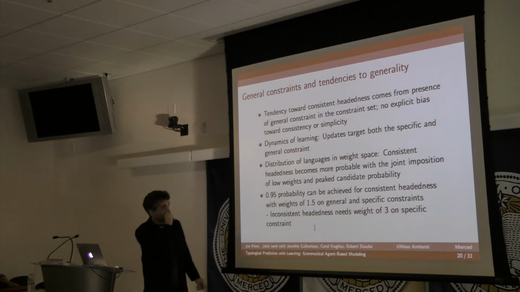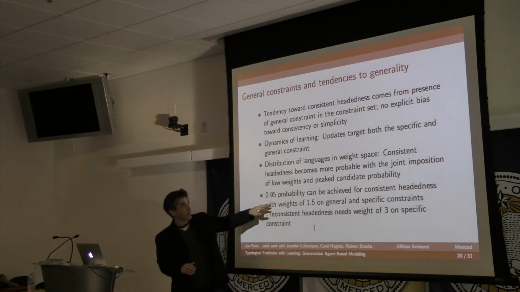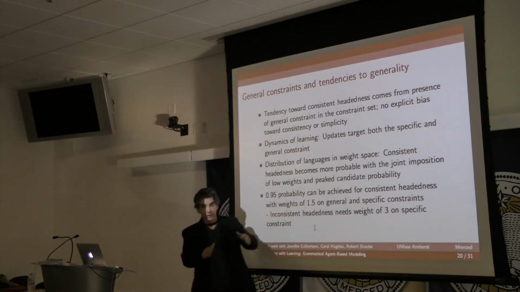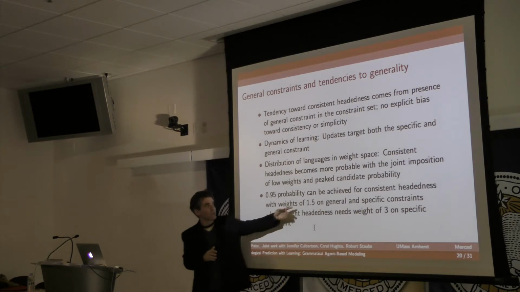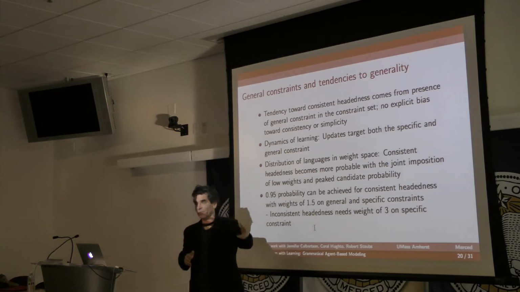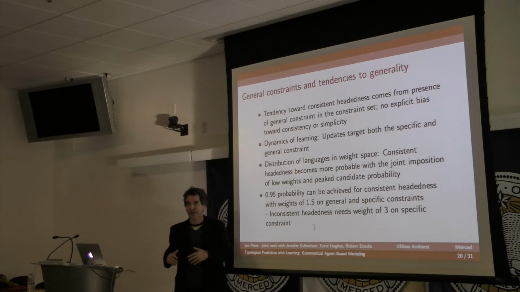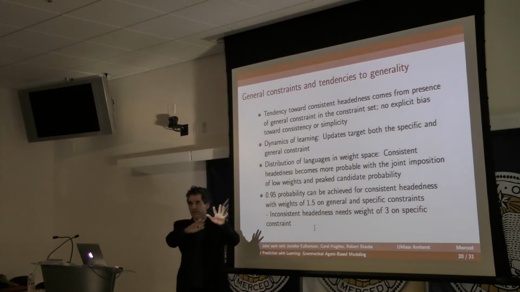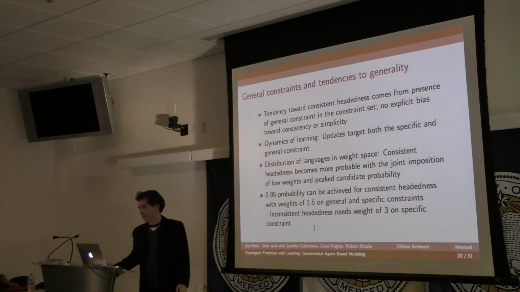In particular, it creates a tension because if you're learning the language that has consistent headedness, then you can get 0.95 probability on one of the forms in each of your phrase types by having weights of 1.5 on the general constraint and each of the specific constraints. 1.5 plus 1.5 gives you 3, gives you this difference of probability. But if it's inconsistent headedness, then you have to have, on at least one of your specific constraints, at least a weight of 3. So that's why the distribution of the languages depends on where you are in the weight space in these cases.